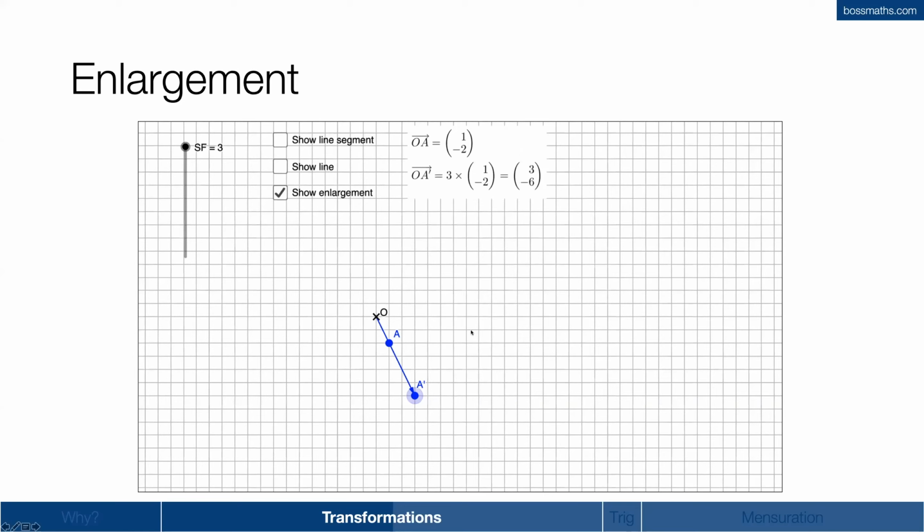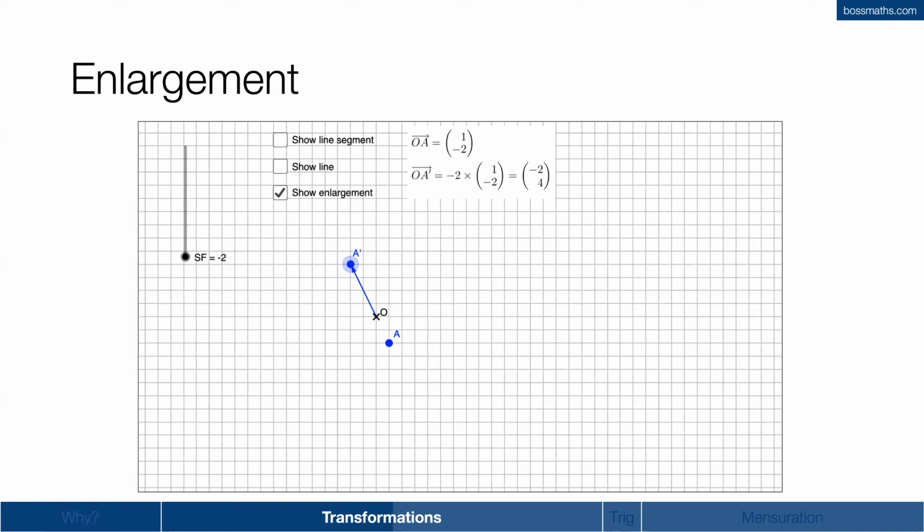Now, by thinking in terms of vectors, we can see that the procedure is exactly the same, whether we use a scale factor of 3 like this, or a scale factor of 0.5, or a scale factor of -2. We are just multiplying this vector by the scale factor. And by doing this, I hope to help students appreciate that enlargement is just one procedure. It's one and the same.